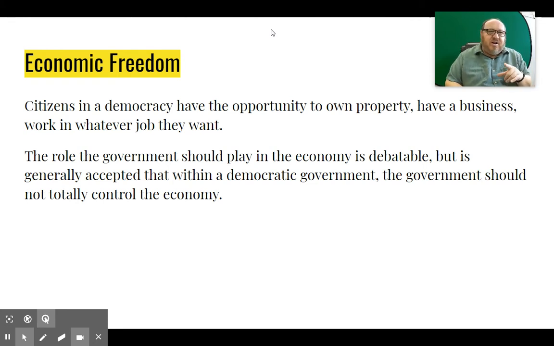Now, the other part of economic freedom is the level of involvement the government has in the economy, and that is always debatable. Some democracies allow the government to have more control over the economy. Some democracies allow little to no. The U.S. is actually the most economically free country in the world today. We have less government restrictions on what people and businesses can do.